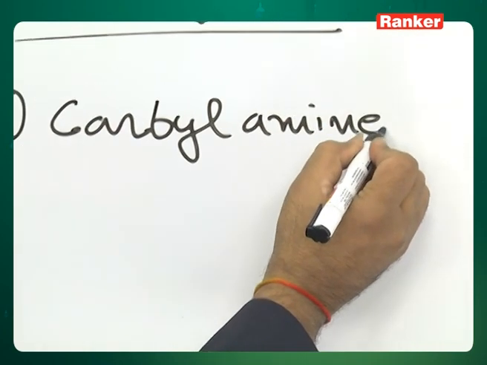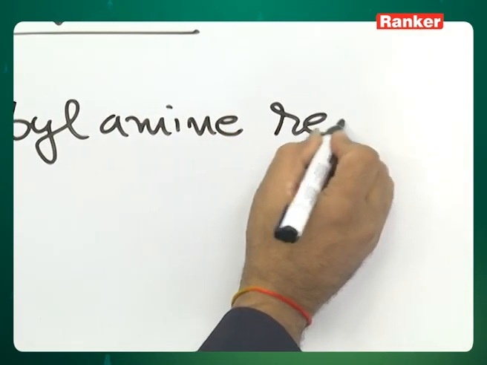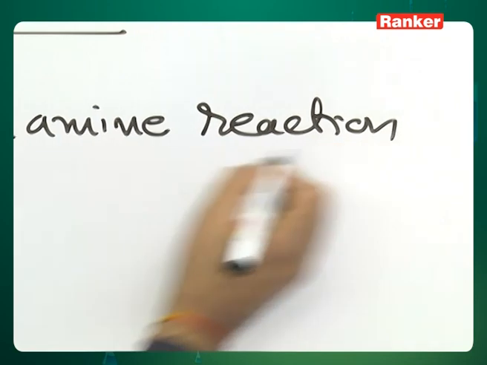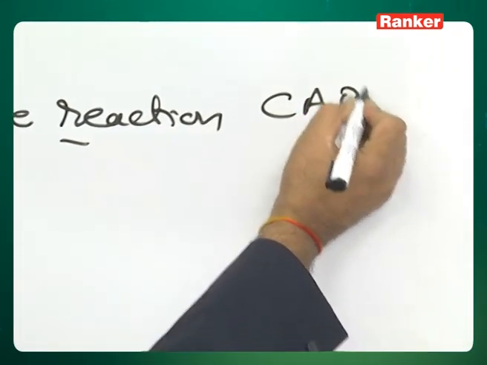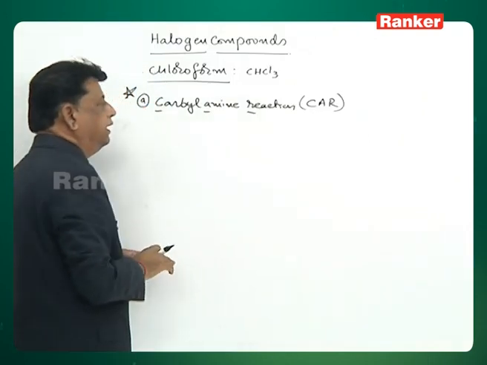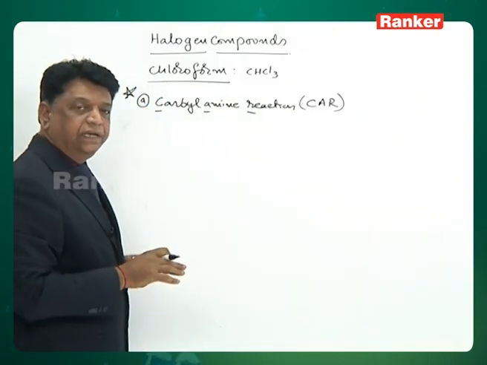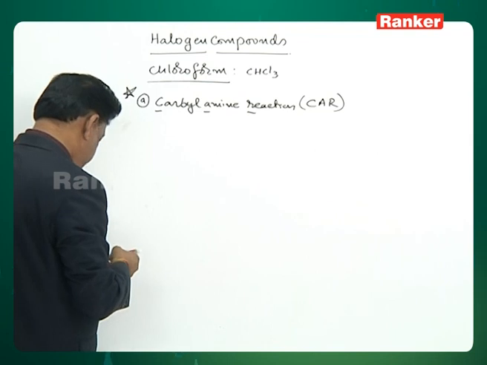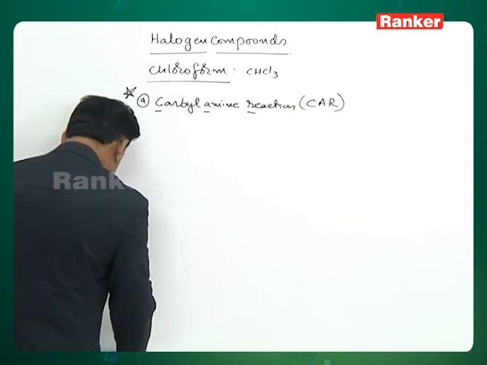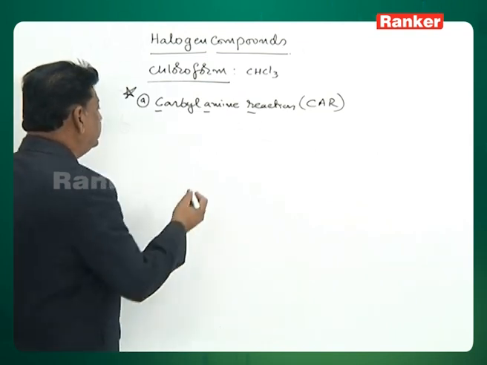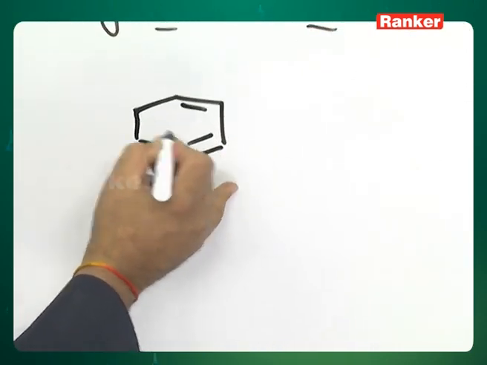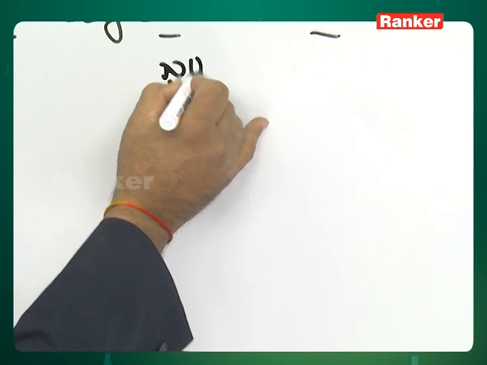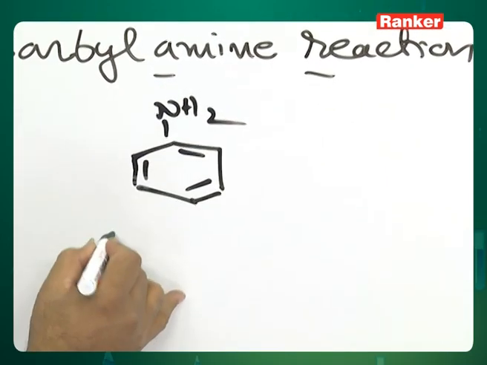Carbylamine reaction, popularly you can call it the CAR. The reaction is very important in differentiating types of reactions also. For example, the reaction takes place on aniline, amino containing benzene. This is called aniline, amino benzene.